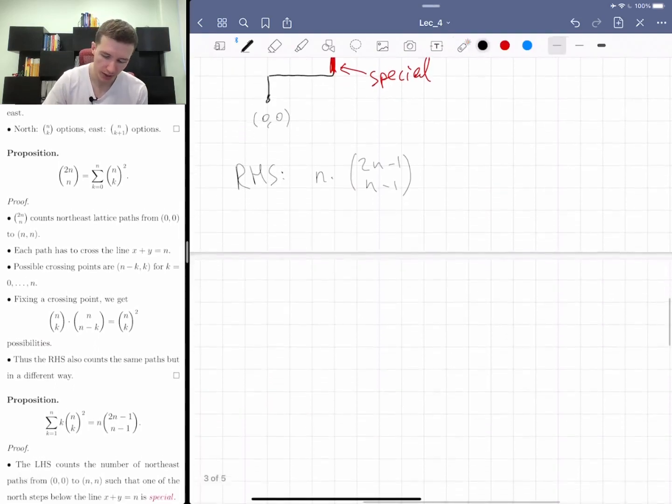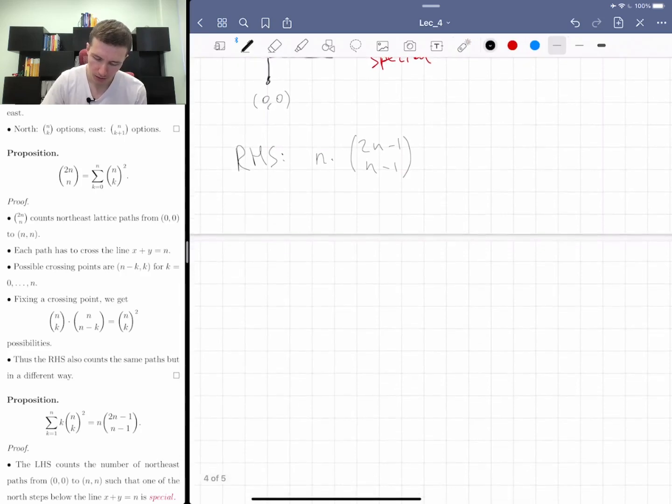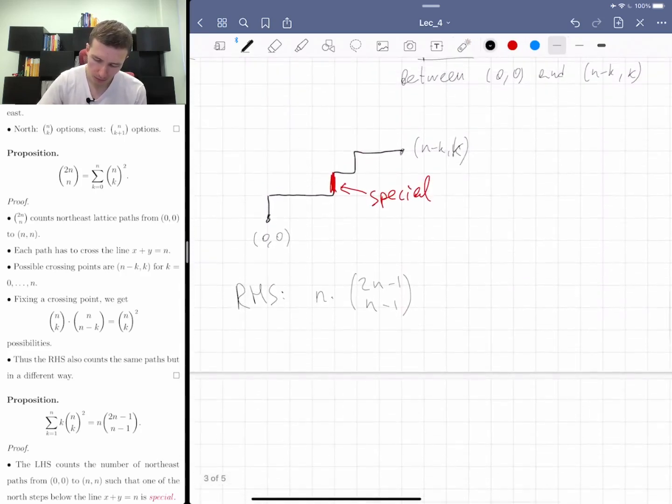And the answer is that, well, okay, here's a question. How many steps are between 0, 0 and n minus k comma k? The answer is that there's exactly n steps. 1, 2, 3, 4. You can just label the steps by integers between 1 and the sum of these two coordinates, which is n.